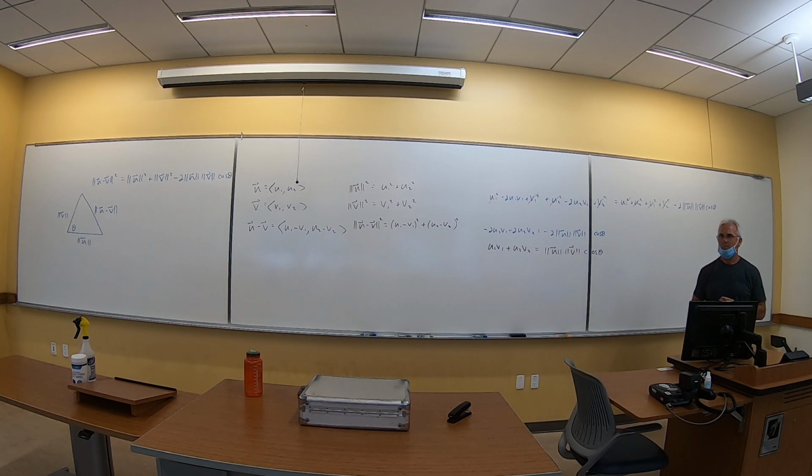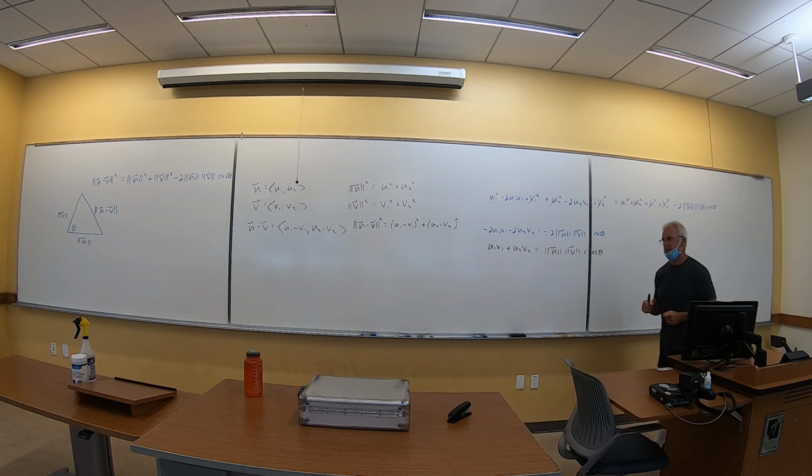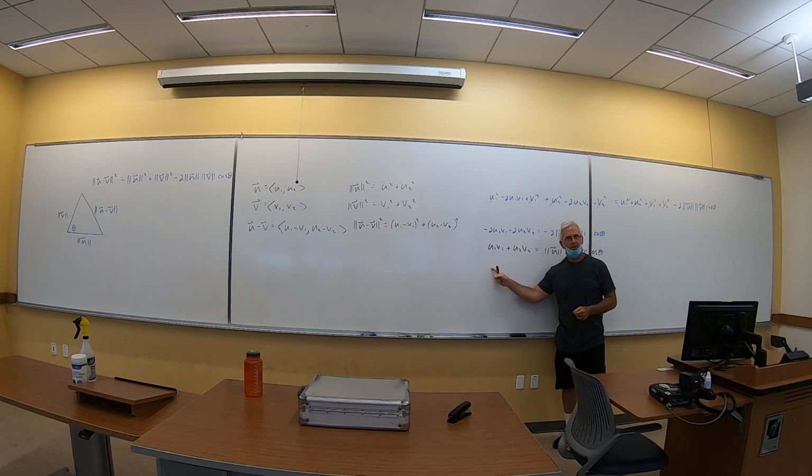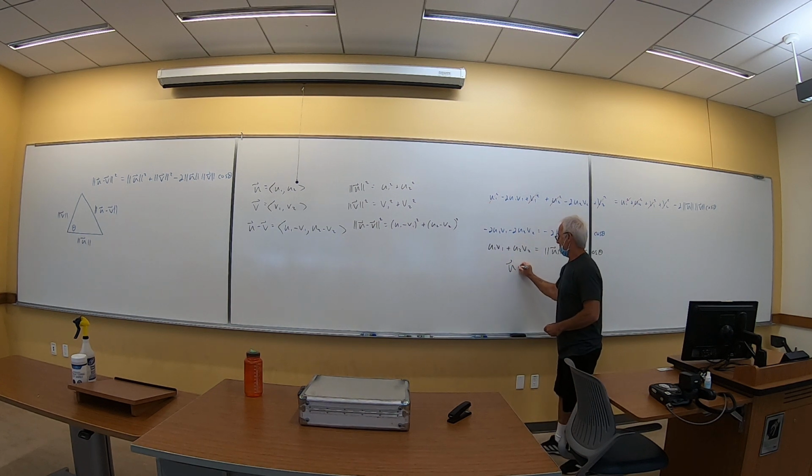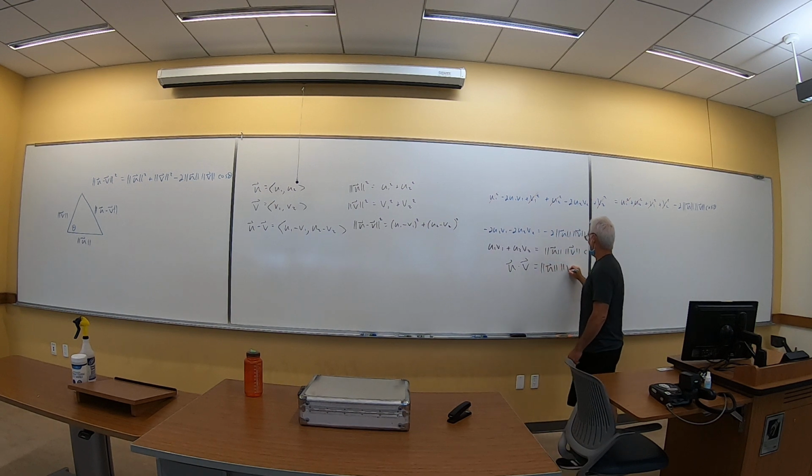Okay, great. Anybody getting an overwhelming sense of deja vu here? What is that? That is the dot product, isn't it? That's the definition of the dot product. U dot v equals length u, length v, cos theta.